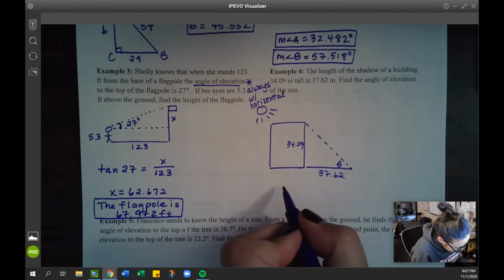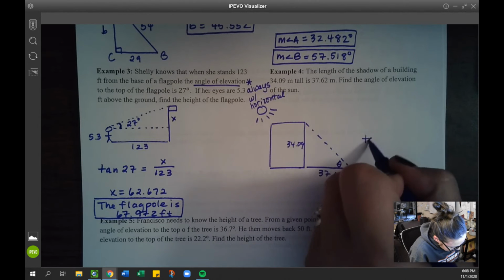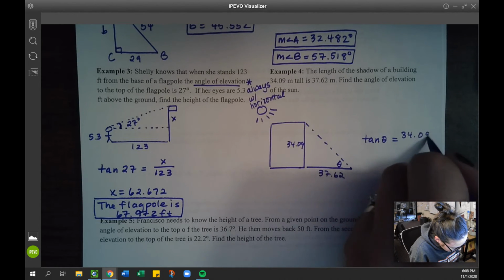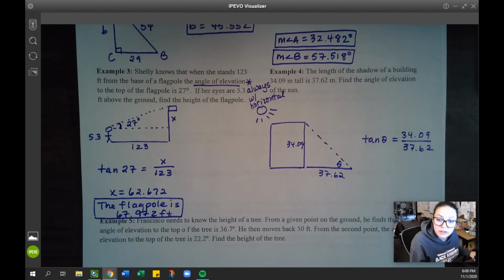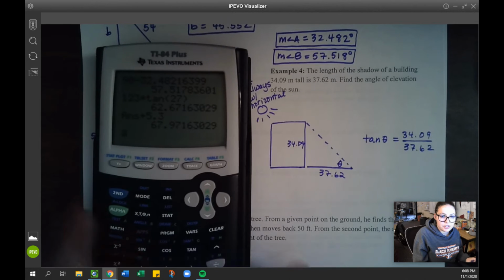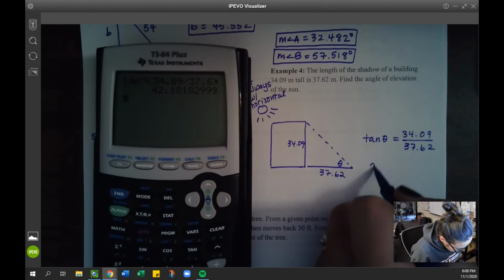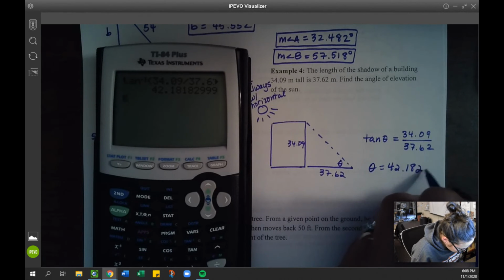So what do I have? I have the opposite leg and the adjacent leg. Tangent theta is 34.09 divided by 37.62. I'm going to do the inverse tangent. Inverse tangent of 34.09 divided by 37.62. Punch that all in one go. We get 42.182 degrees.